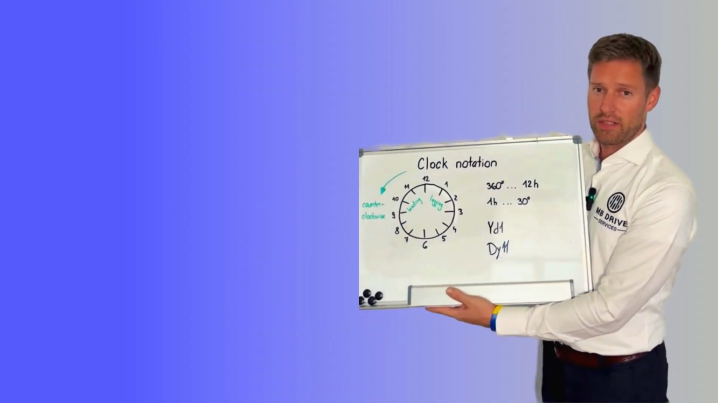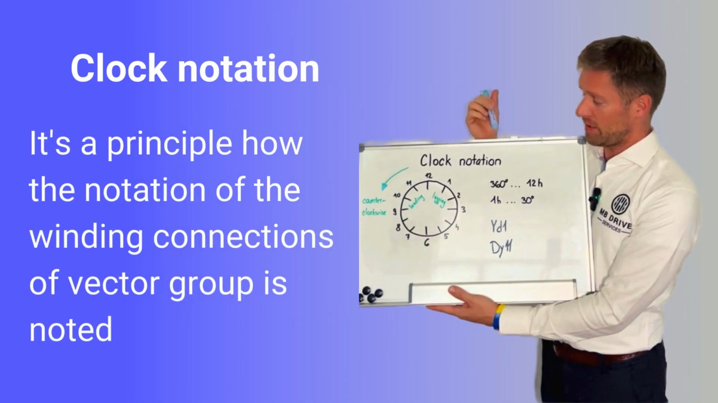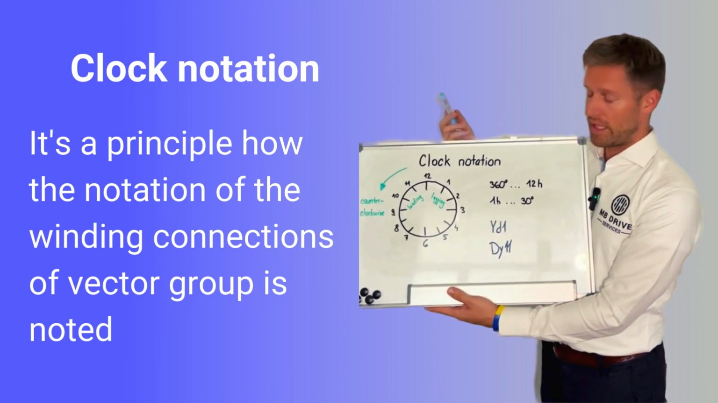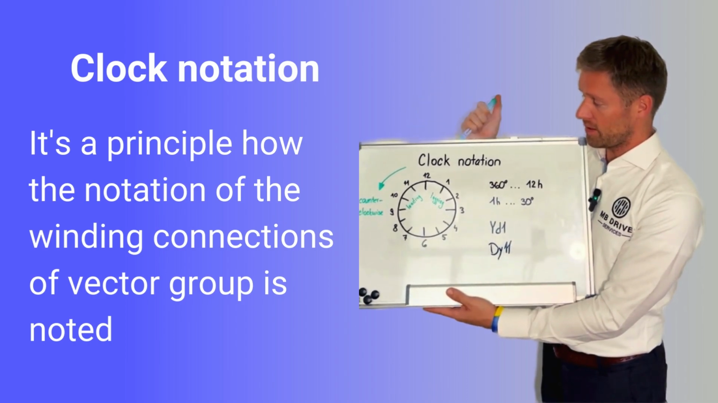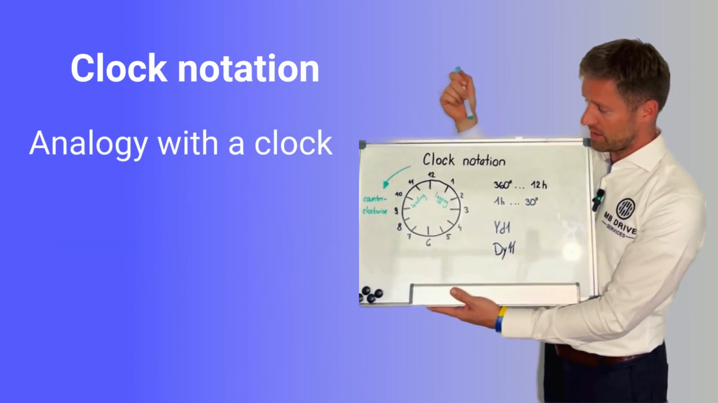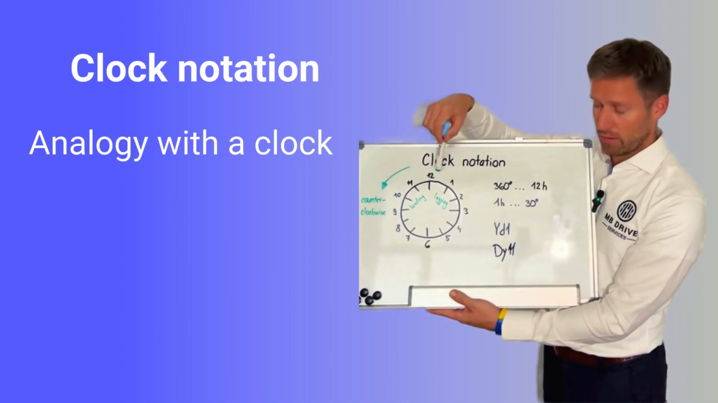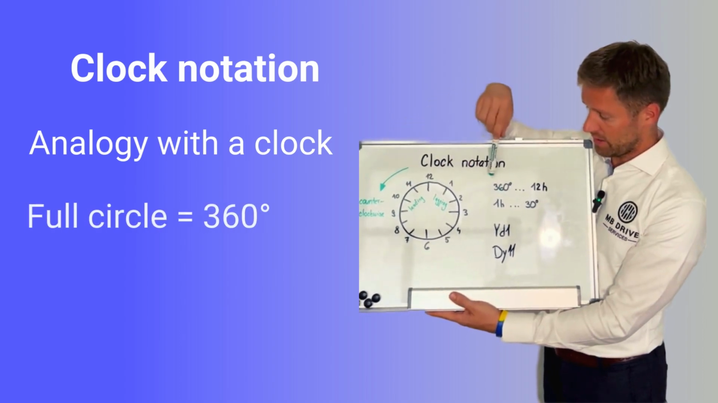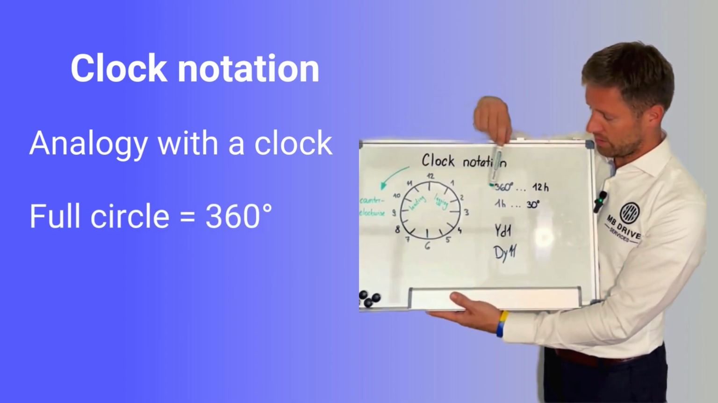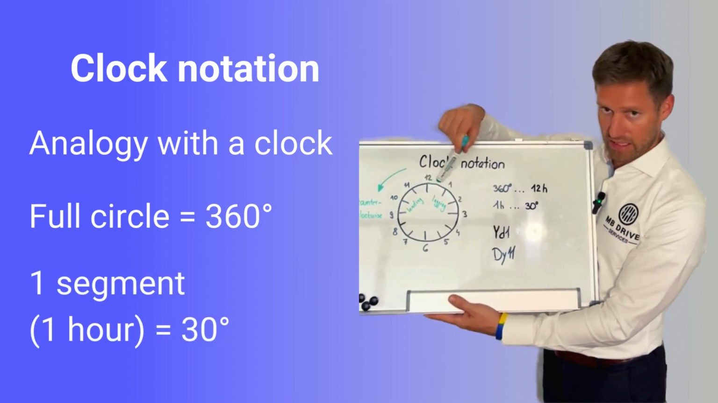Now I would like to talk about something called clock notation. It's the principle of how the winding connection or vector group is noted. There is an analogy with the clock, as we can see here. The full circle is divided into 12 hours. The full circle is 360 degrees, so this is 12 hours, meaning 1 hour, this segment, represents a 30-degree angle.